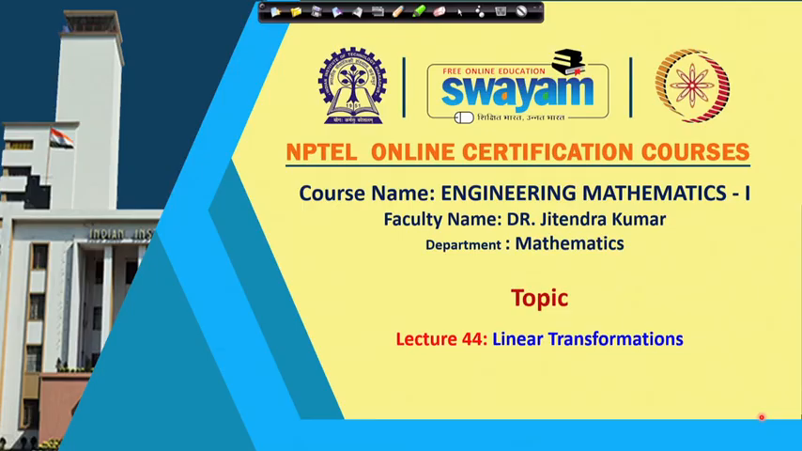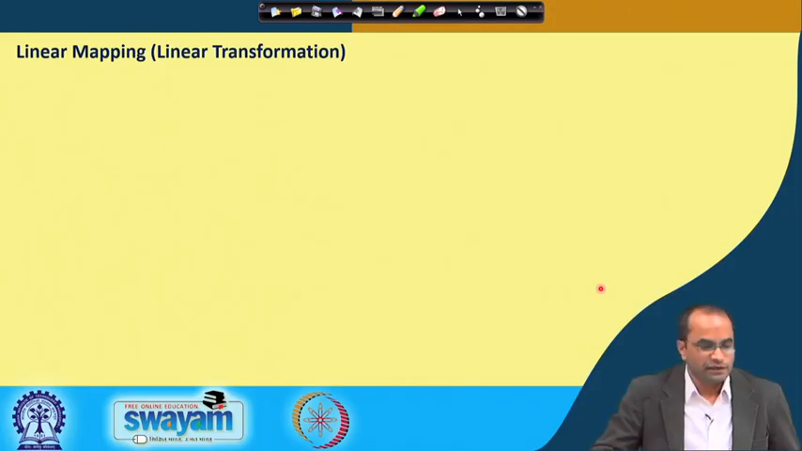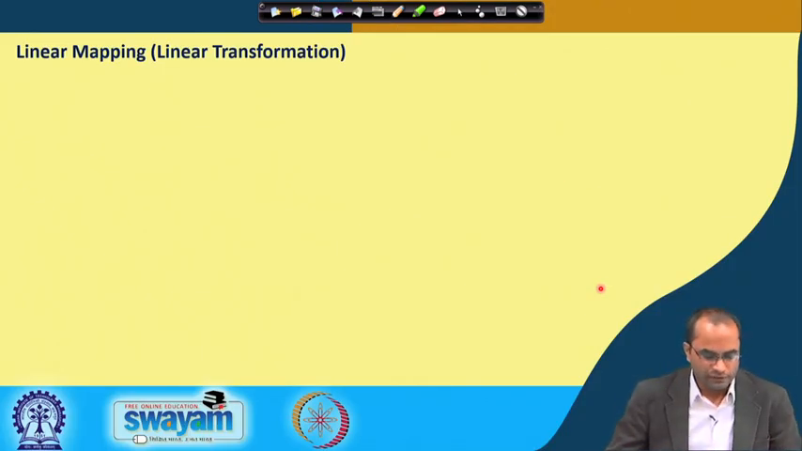Welcome back, and this is lecture number 44, and we will be talking about linear transformations, and in particular we will also talk about the rank and nullity theorem for these linear transformations and also the kernel and image of linear transformations. So, let me start with what is linear mapping or linear transformation.